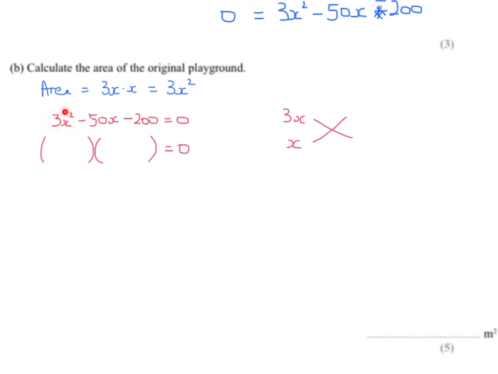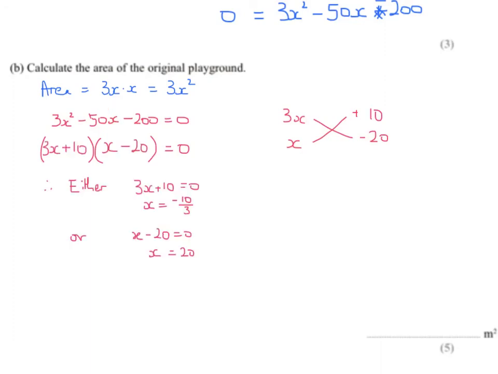I know that to make 3x squared I need 3x and x. I now need two numbers that multiply to make negative 200, and I think if I take positive 10 and negative 20, let's see if that works. Well, I've got 3x times negative 20, which is minus 60x. 10 times x is plus 10x, so minus 60x plus 10x is minus 50x. So I think this works. So I can now continue. So I've got 3x plus 10 times x minus 20 equals 0.